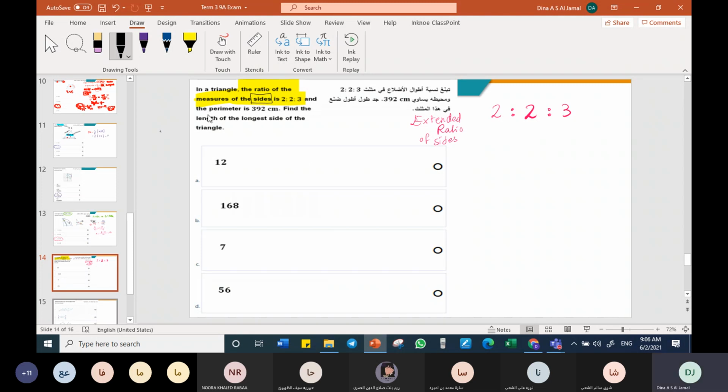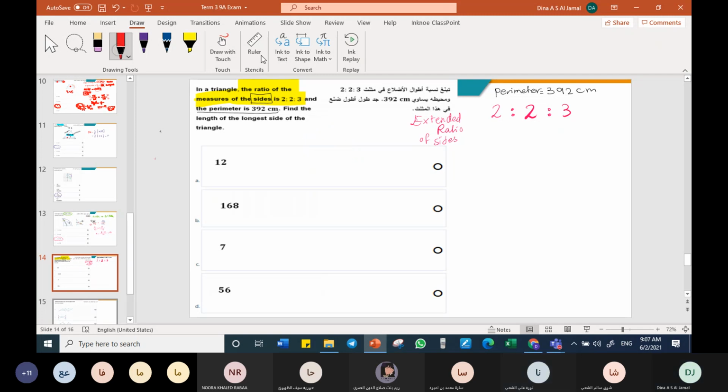So, he gave you the perimeter. What do I mean by the word perimeter? The sides plus each other, all sides added to each other. So in Arabic, what do I mean by it? محيط. Excellent. So that means if I added all the sides, it will be giving me a perimeter of this. But now I'm having a ratio. That means I have no idea what will be the measure of each side.